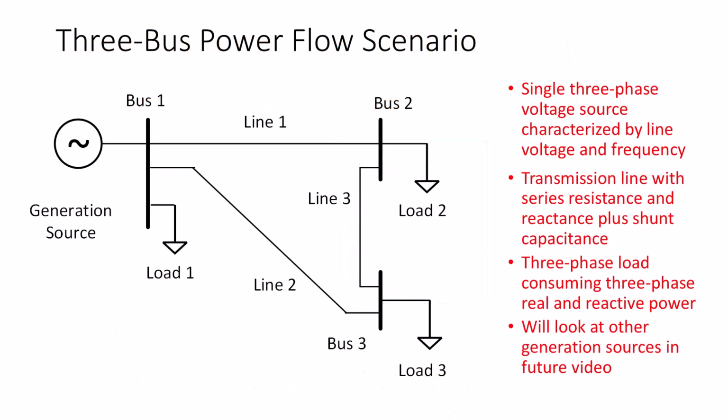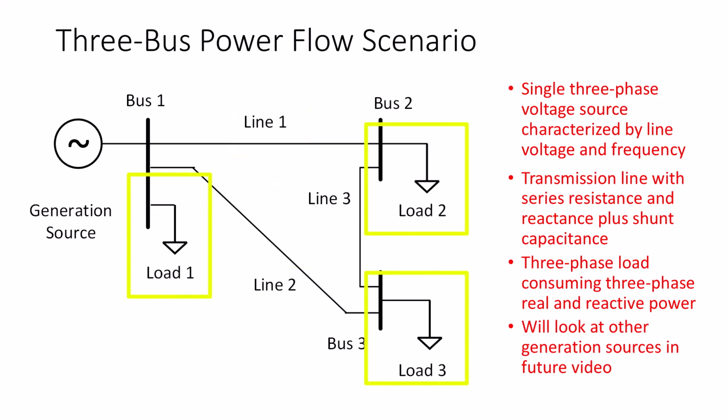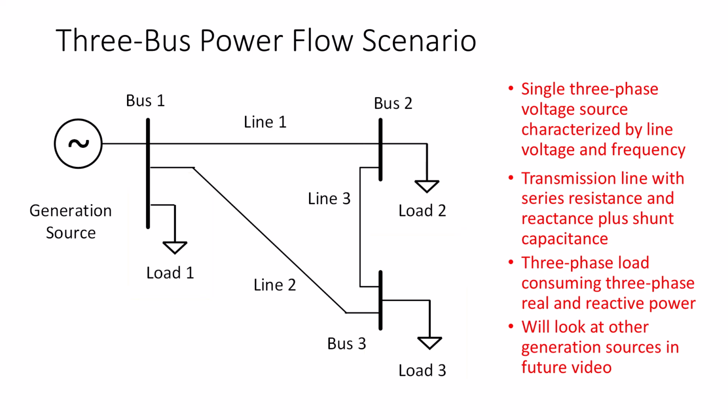Before we start in on the coding, I'm going to review the power flow model and the associated equations for the 3-bus system shown here. This is a balanced 3-phase power system consisting of a single generation source and constant power bus loads. The source is assumed to be ideal with a constant voltage and frequency. Each transmission line is to be modeled by a series resistance and reactance, as well as a shunt charging capacitance. The buses have 3-phase loads with real and reactive power components. The impact of additional generators will be the subject of a future video.